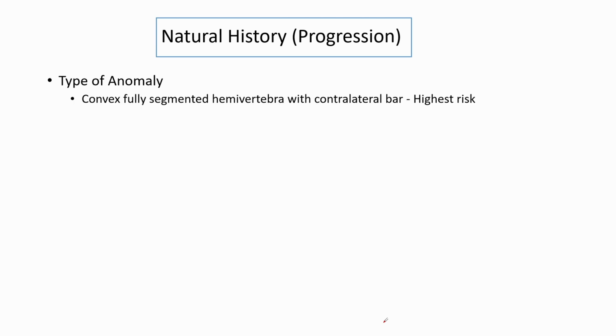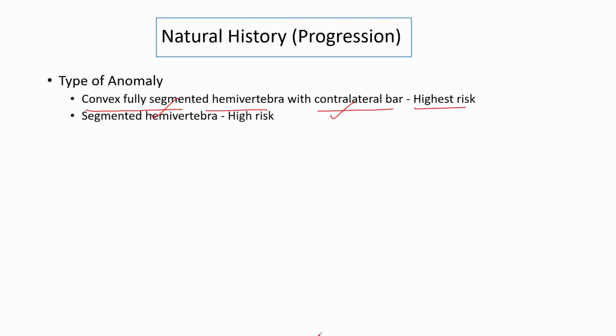Coming to the natural history or progression of the deformities. The progression of deformity in congenital scoliosis depends on the type of anomaly. So, sometimes you are asked which has the highest risk of progression. It is a mixed type in which one side is a fully segmented hemivertebra with a contralateral bar. This has the highest risk. This will be present in the convex side. This will be present in the concave side.